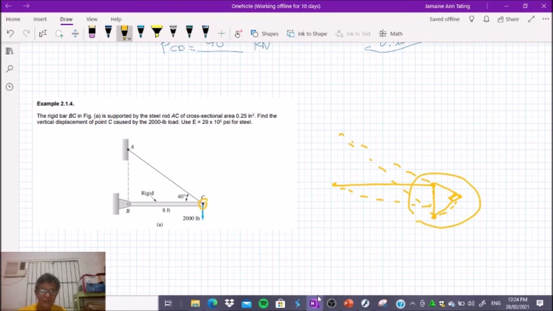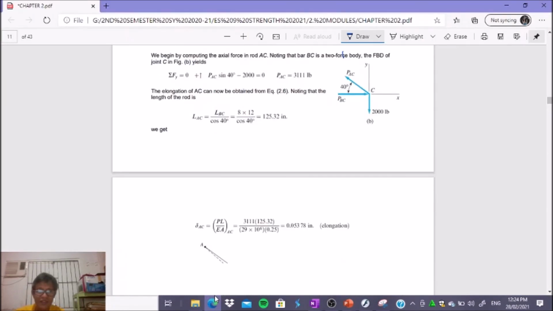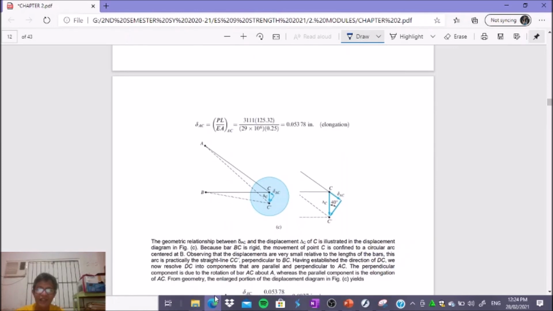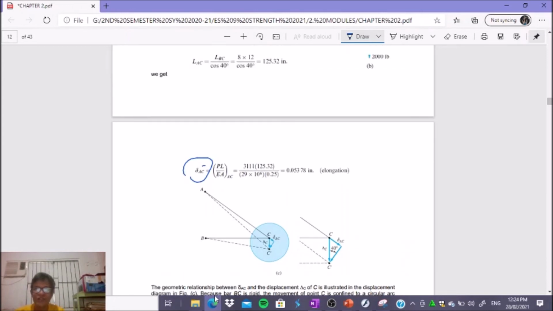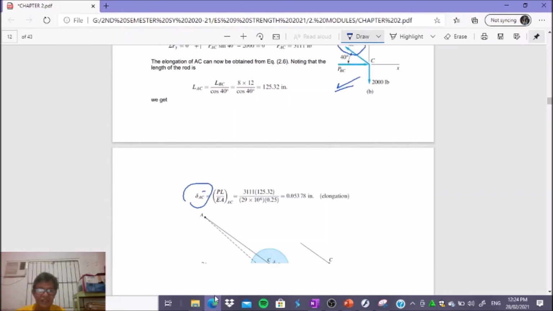Kaya kung makikita nyo, dito sa diagram, magiging right triangle lang yan. So may explanation yun dyan. Then you will get this sigma AC. Using PL over AE, yung AC, siyempre, gagamitan mo ito ng statics. Makukuha mo yung value ng PAC. So, napakadali lang naman yan. Tatlong force lang yan. So, pwedeng force polygon o pwede rin naman na mag-summation forces X and Y ka dyan. So, tinuruan ko na kayo sa statics niya.